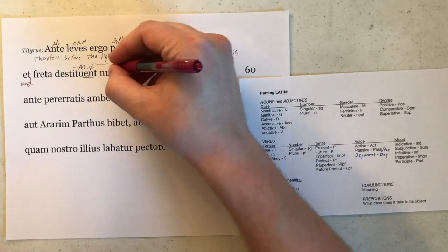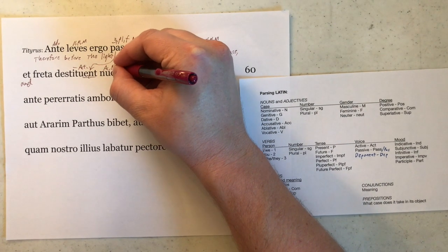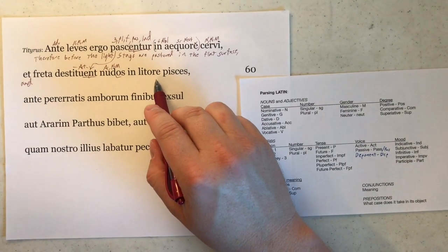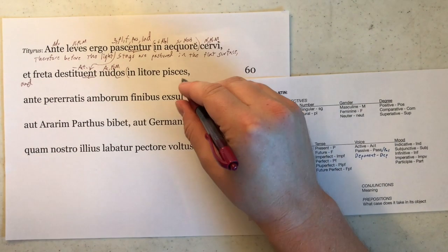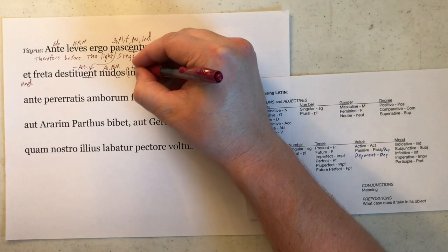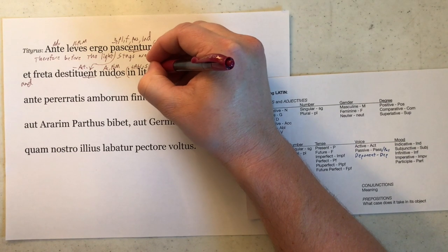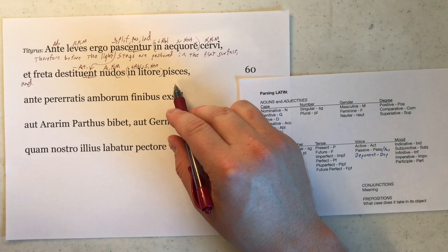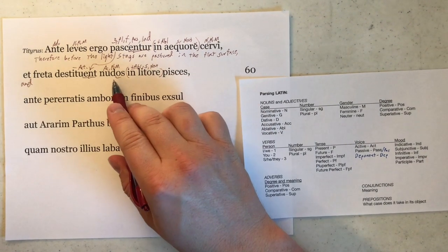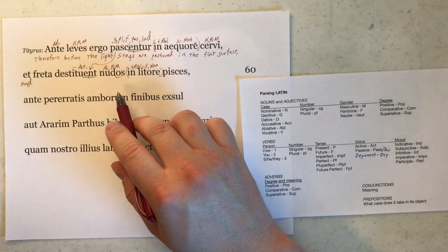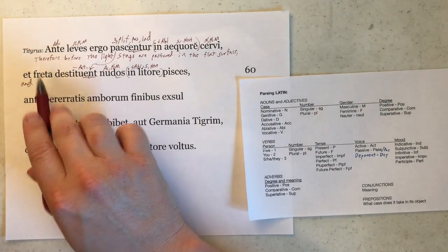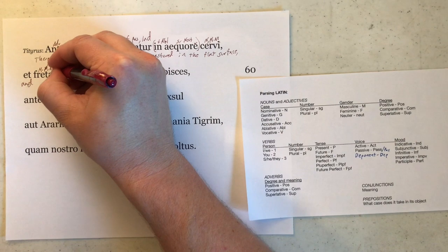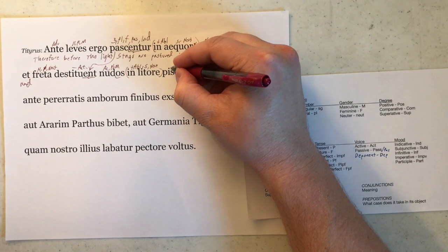Nudos, oh, that's right there. That's going to be an accusative plural masculine. In litore, pardon me. So in, with litore, is taking the ablative, so nudos can't be a part of that. Pisces also can't be a part of that. Pisces, here we have a third declension, and it is masculine, and es seems to match with nudos quite well. Nudos needs something to modify, and it can't modify freta, because freta is the wrong gender. So freta must be our nominative subject, and pisces must be the object.